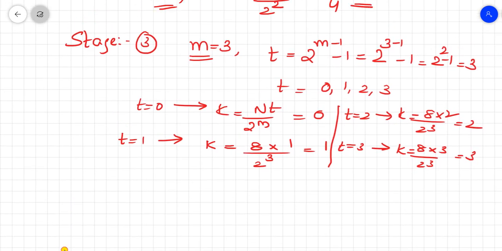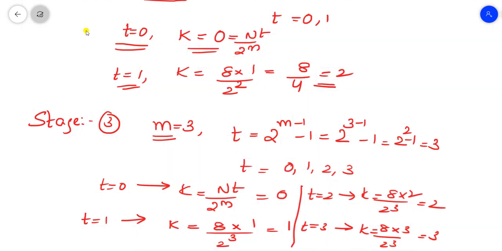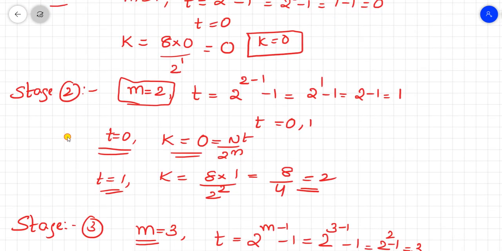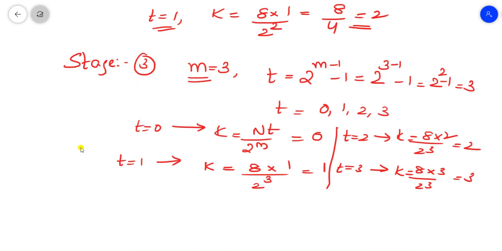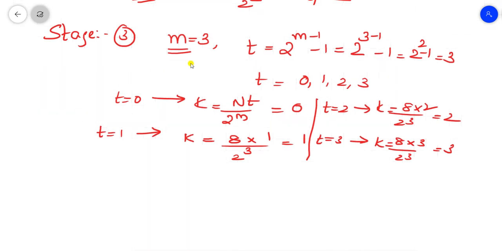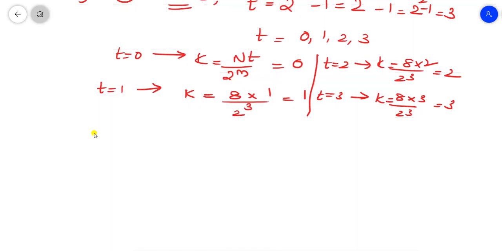So in stage 1, if you observe, there is only one twiddle factor, that is k is equal to 0. For stage 2, it has 2 twiddle factors, those are nothing but k is equal to 0 and k is equal to 2. For stage 3, it has the 4 twiddle factors. So t is equal to 0, k is equal to 0, t equal to 1, k equal to 1, t equal to 2, k equal to 2, t equal to 3, k value equal to 3. So this is the most important step in DIT algorithm.